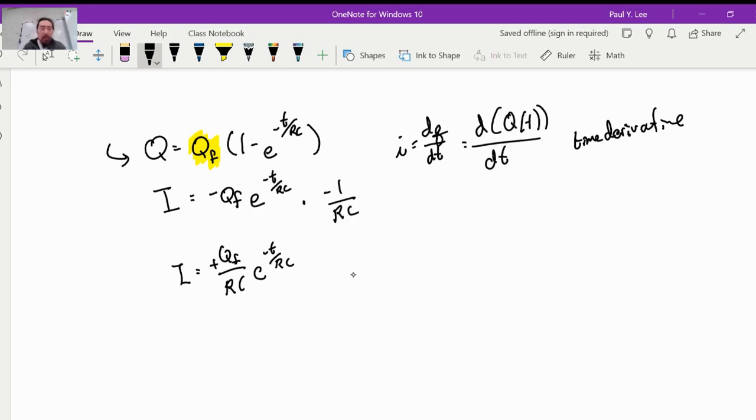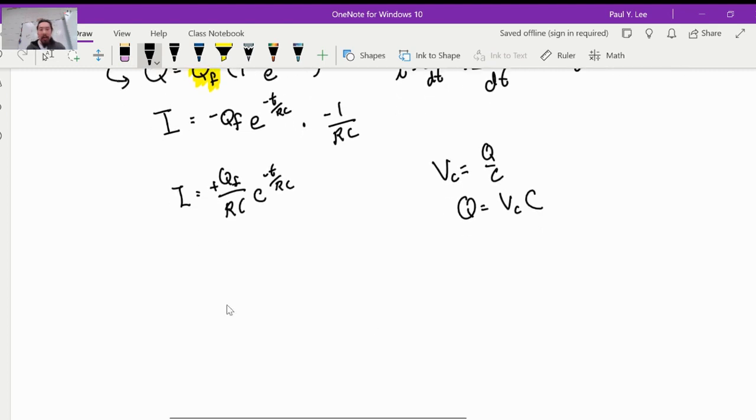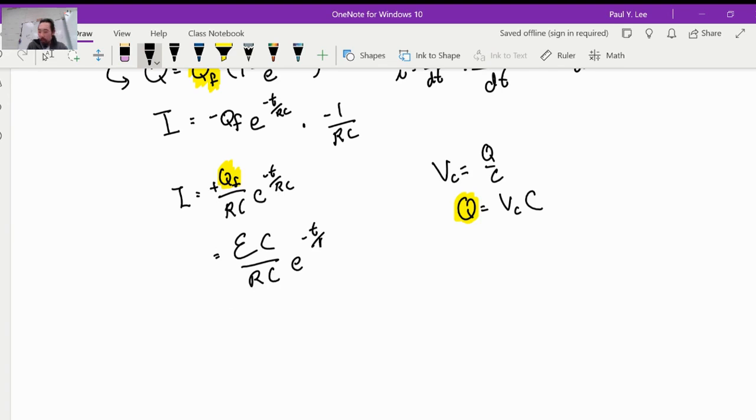Now, for those of you with shrewd eyes, you can see that this QF, using one of the formulas that I gave you above, we know that the voltage for a capacitor is equal to charge per capacitance. If I rearrange this, I get Q is equal to VC times C. If I substitute that in, if you're wondering where I'm substituting that in, we get the voltage for the capacitor times C over RC e to the negative t over RC.